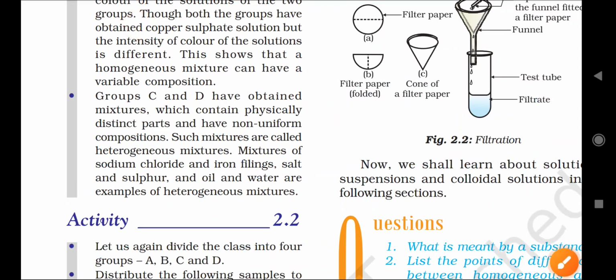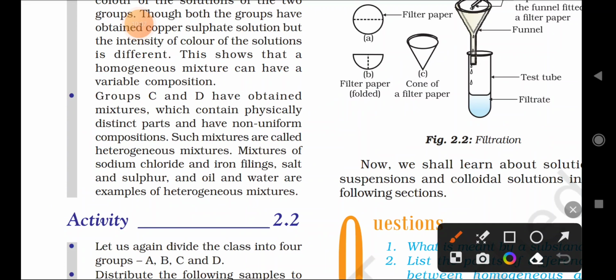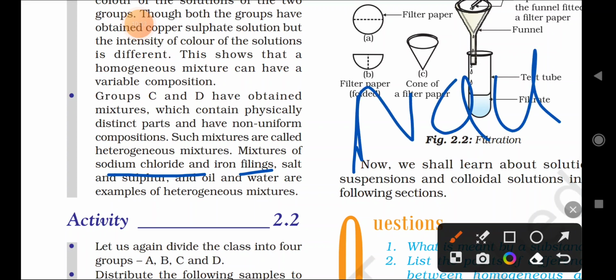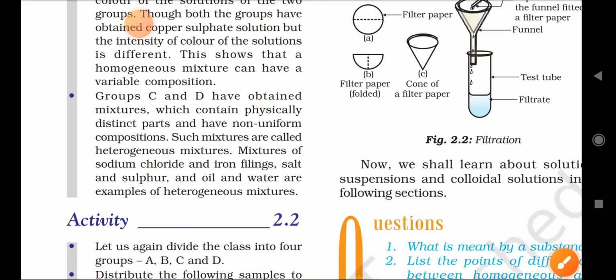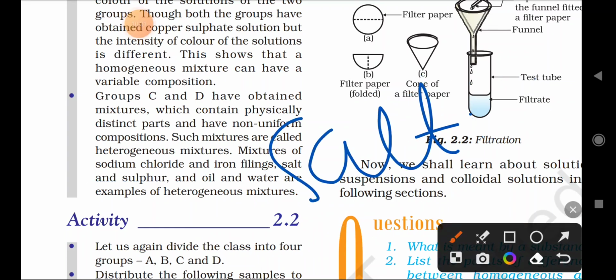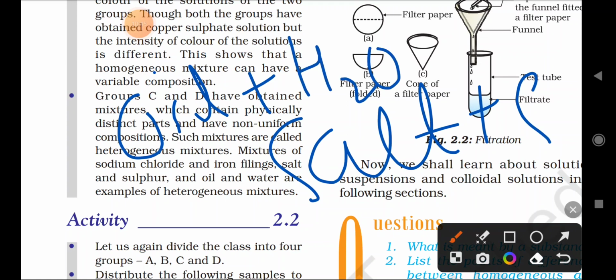Examples you can give for a heterogeneous mixture are sodium chloride and iron filings. When we add sodium chloride, NaCl, plus iron, the symbol of iron is Fe, we can easily separate the NaCl and iron. Salt and sulfur, the sulfur symbol is S. And oil and water, the best example is oil and water. When we add oil and water, we can easily see the oil is above the water, so we can easily separate it. This is also a type of heterogeneous mixture.